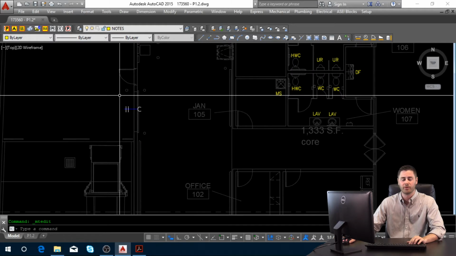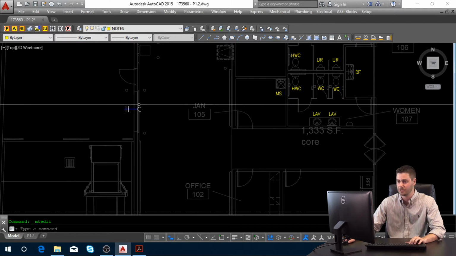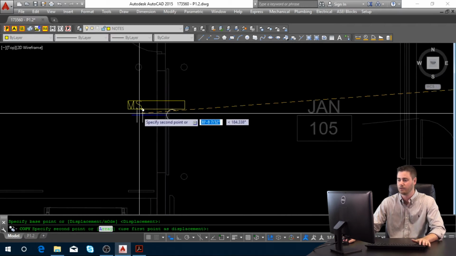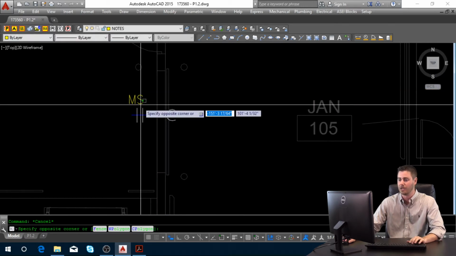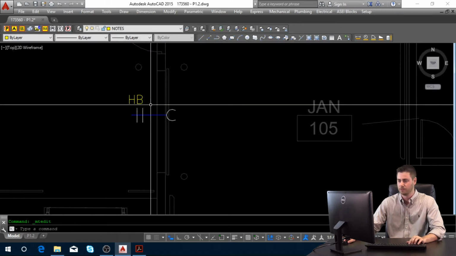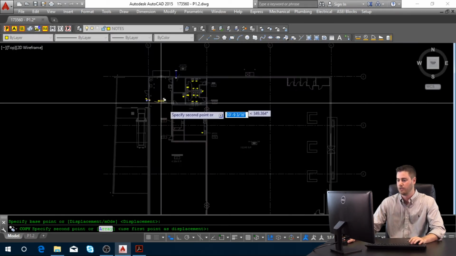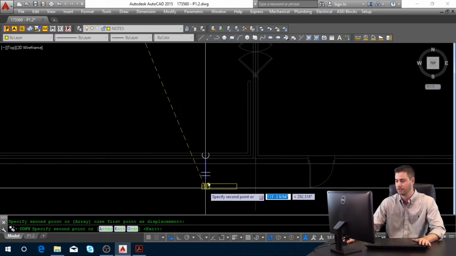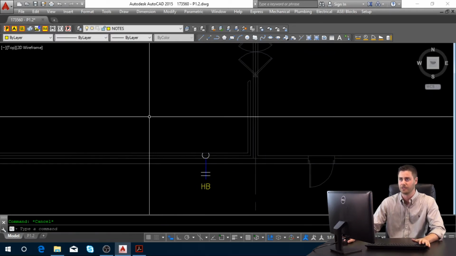It's important to get the hose bib locations from the architect at the beginning of each project. They should be able to tell you exactly where and how many hose bibs we have. I've already done this ahead of time, and I've got one here and one hose bib located down here. Again, that was directed by the architect.